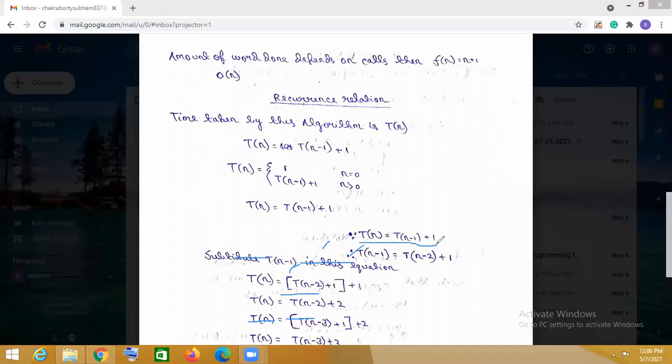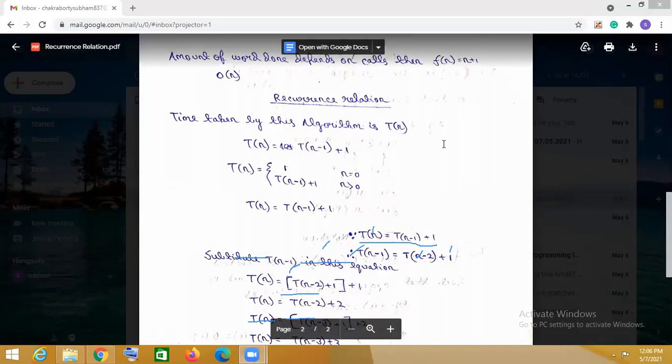Now our Tn is equal to Tn minus 1 plus 1. So what will be our Tn minus 1? In case of n, we substitute the value of n minus 1. So Tn minus 1 becomes T of n minus 1 minus 1, that means Tn minus 2 plus 1. So our Tn minus 1 will be Tn minus 2 plus 1. Now you can see it is substituted here.